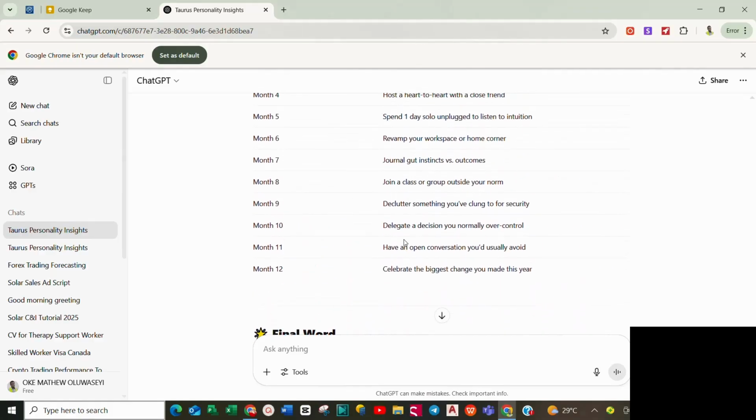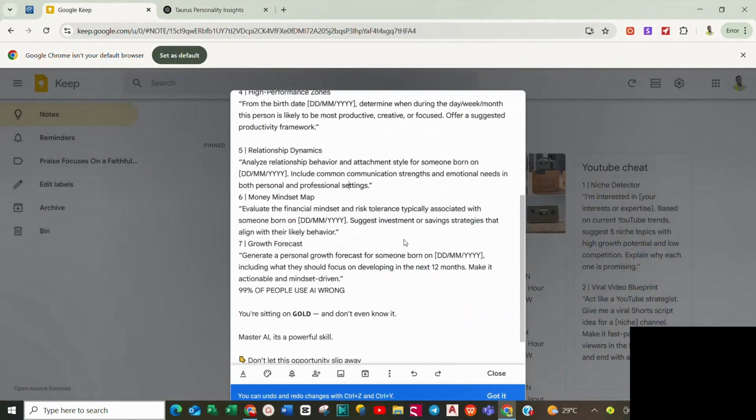So based on the listing and the prompts that I typed for this AI, you can easily know someone or know your personality. It's a kind of personality check that will give you details about your life based on these 7 ideologies I've brought to the table here.